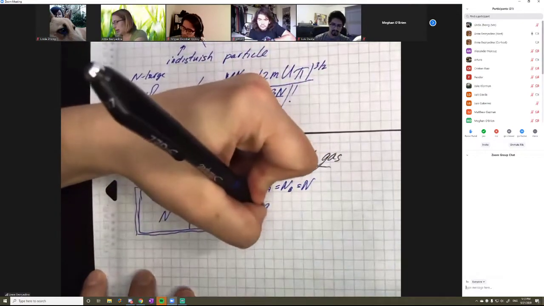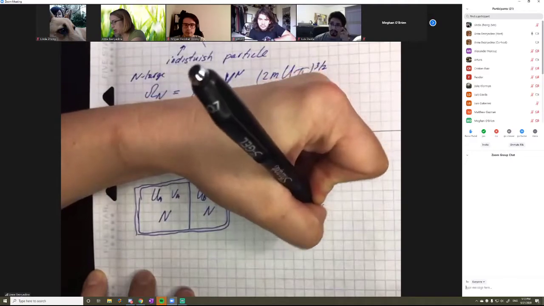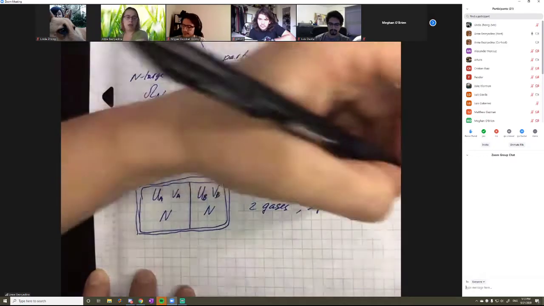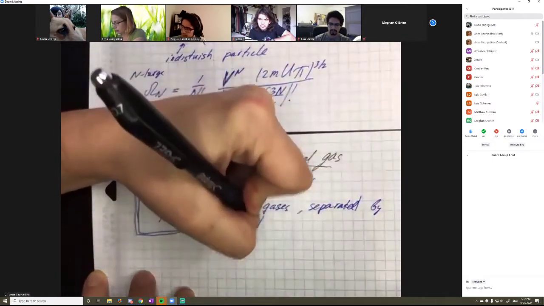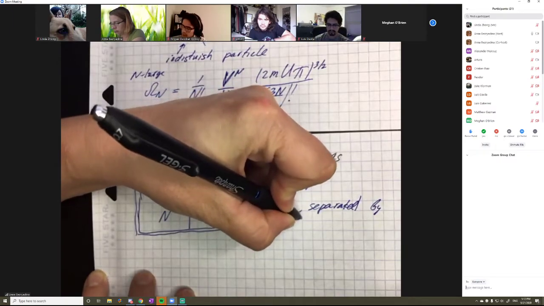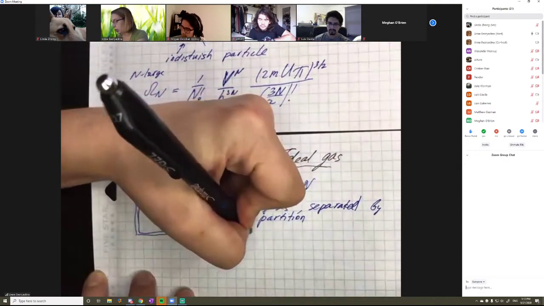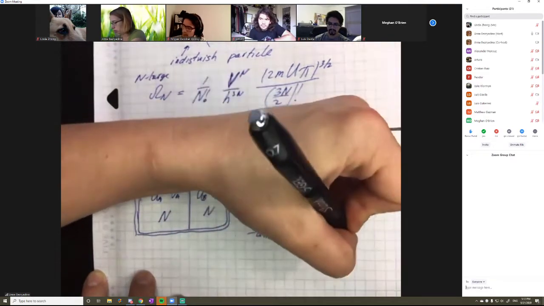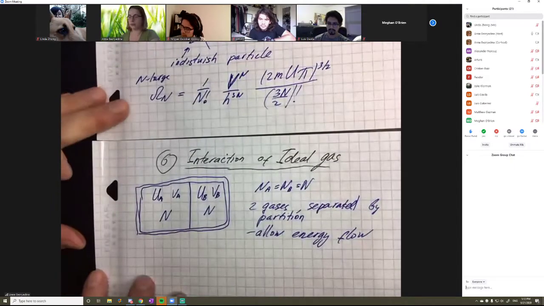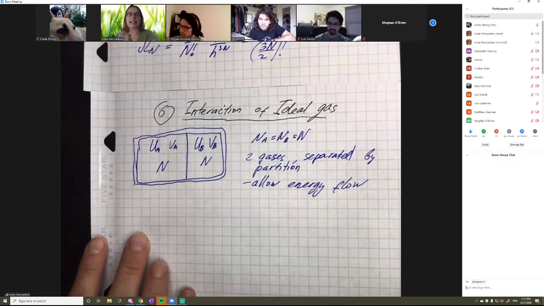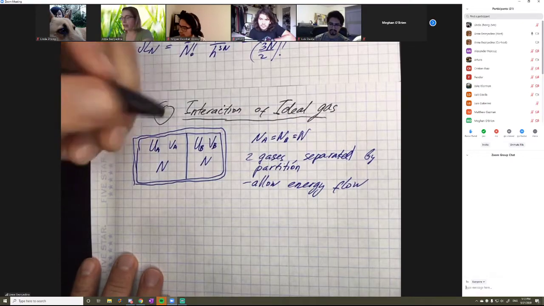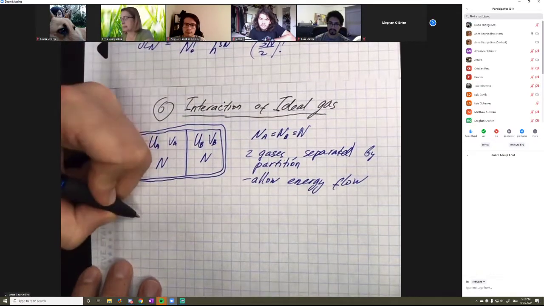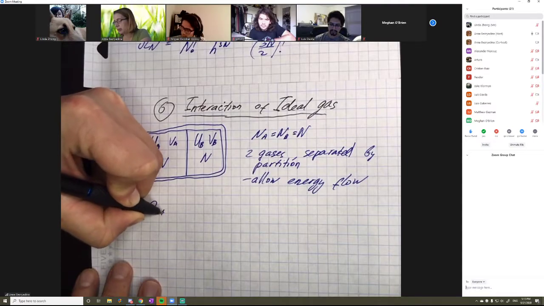So two gases separated by a partition. And what we can do is allow energy flow. But molecules cannot go from one system to another, while energy can. So in this case, let's find the multiplicity of this system. What is the multiplicity of the system?